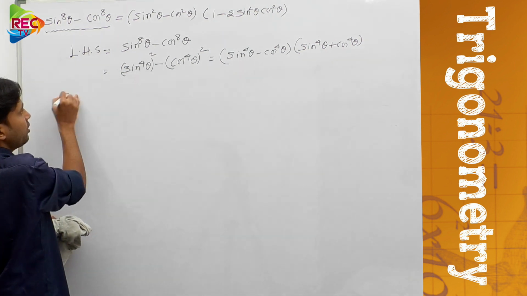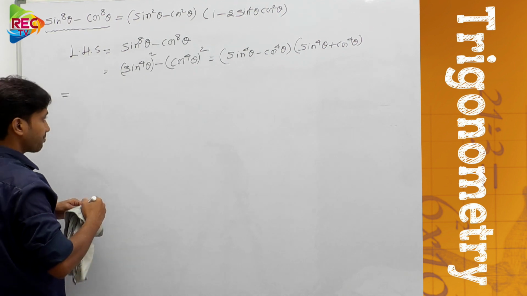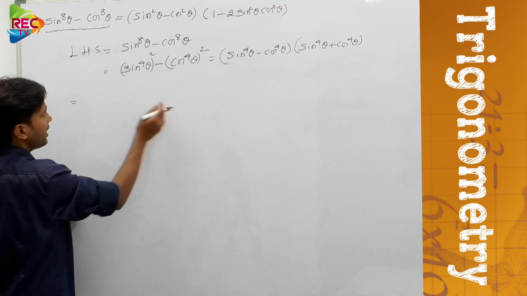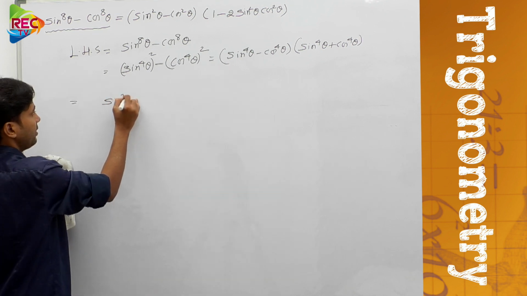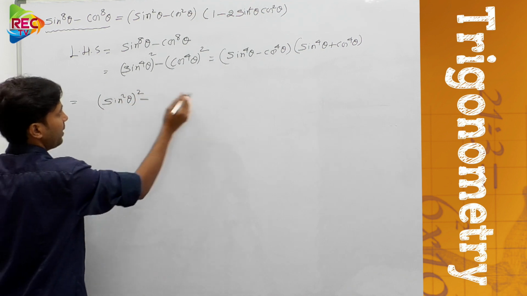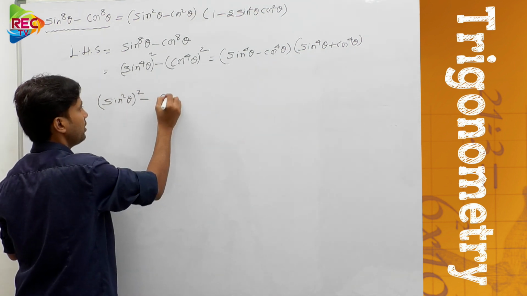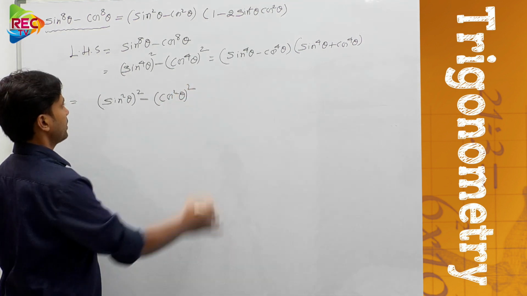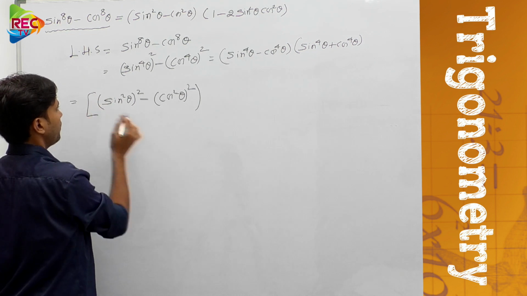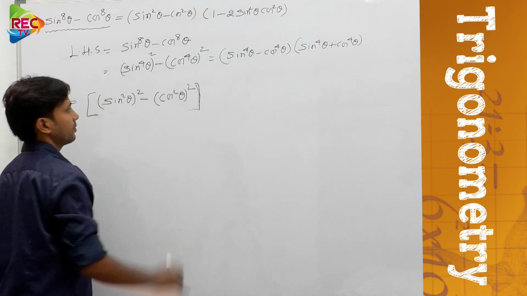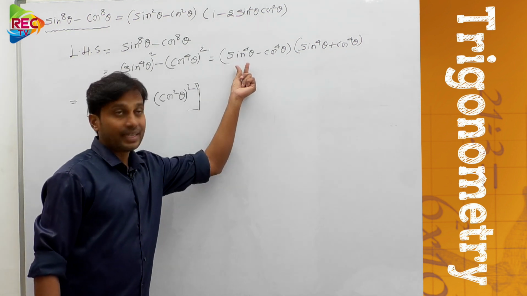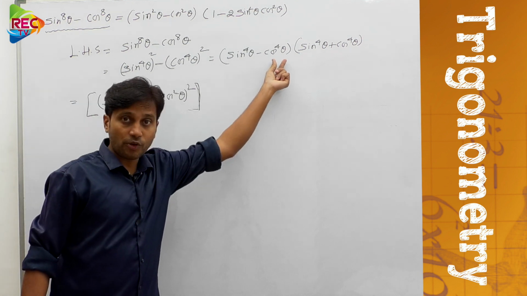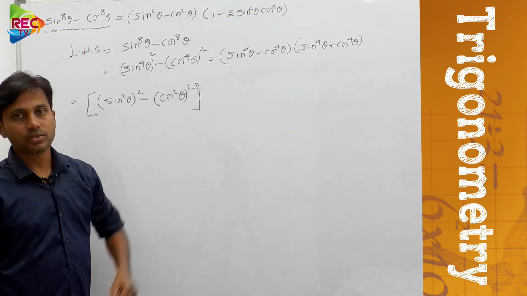Now write down the first bracket. How can we write it? Again, sin power 4 theta can be written as sin square theta whole square, minus cos power 4 theta, which can be written as cos square theta whole square. Now this is your first part. Again we rewrite this sin power 4 theta as sin square theta whole square minus cos power 4 theta as cos square theta whole square.